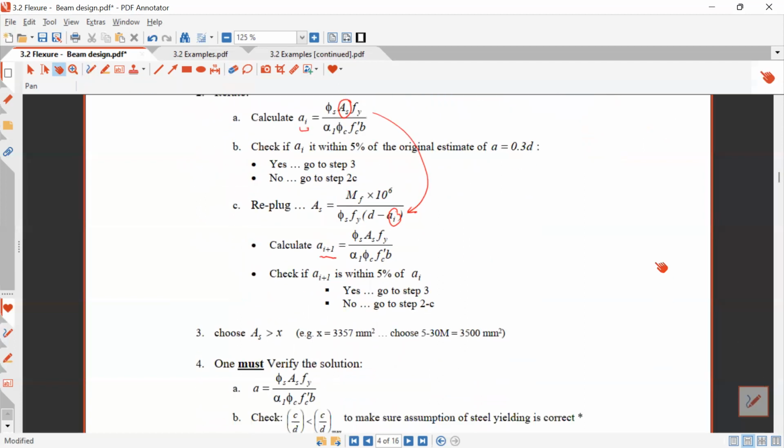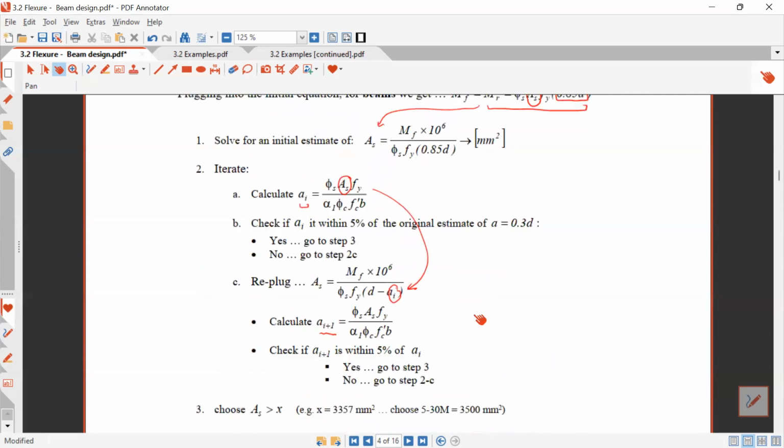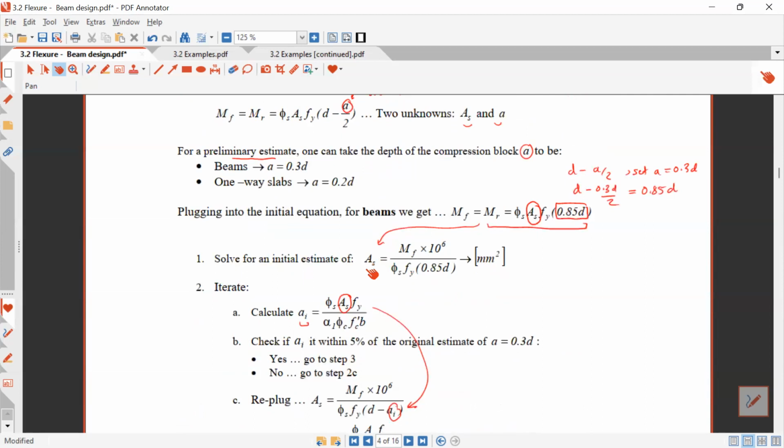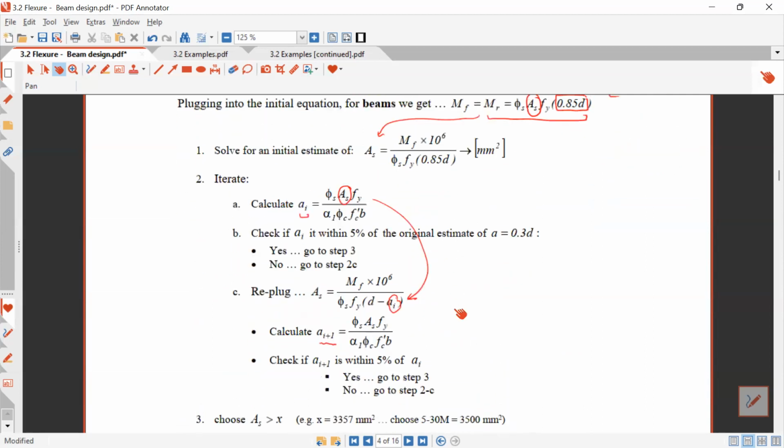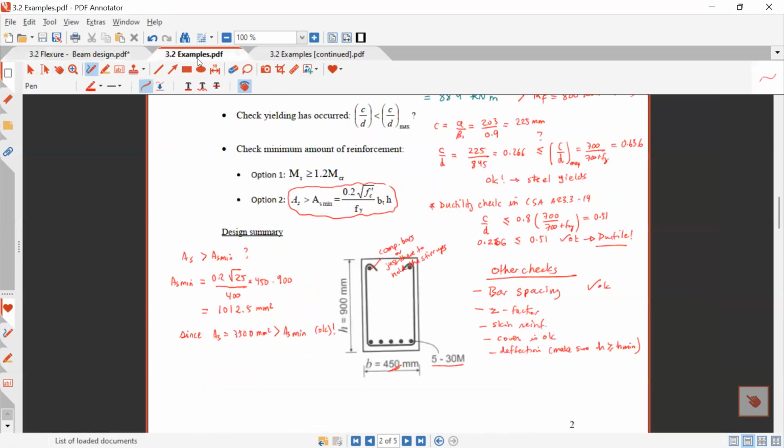So once I know I need, let's say, 3,357 millimeters squared of bars, then again I choose the bar size 30M, and then I choose 5 30Ms, and then I just do the same exact verifications we saw in the previous example. So this is just another way to solve for this AS that we need. Again, it will make more sense by going through an example. So let's go to 3.2 examples and keep going.